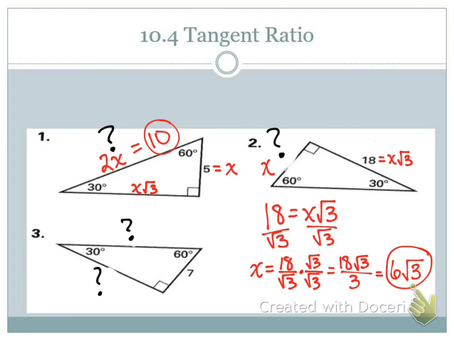On number 3, the side across from the 30, we should label with X. The side across from the 60, X radical 3. And the side across from the 90 is 2X. Now on this one, they did want us to find both missing sides, so we just have to plug X in. Instead of X radical 3, this would become 7 radical 3. And 2 times X is equal to 14. 2 times 7 is 14.